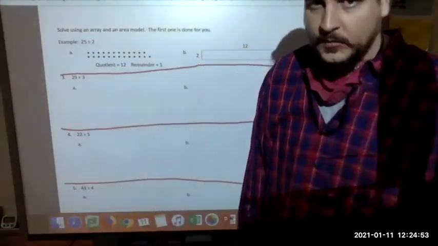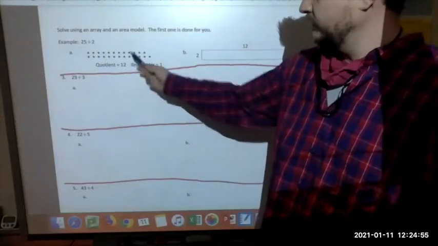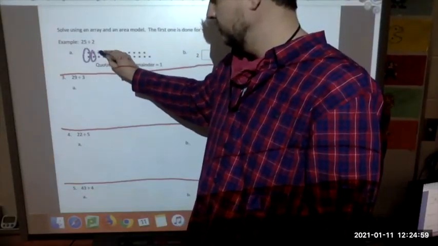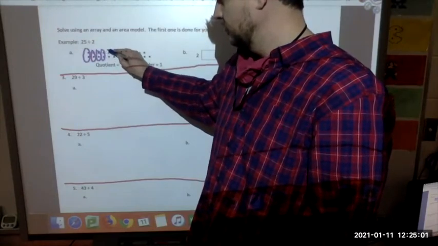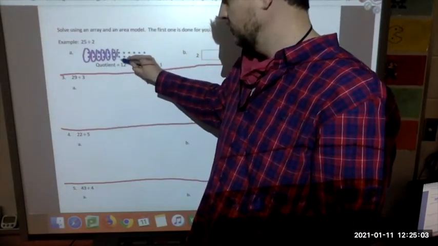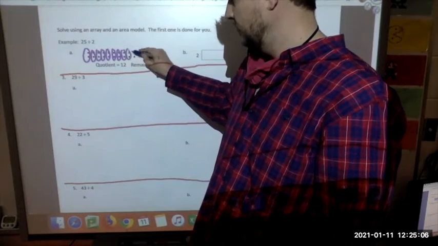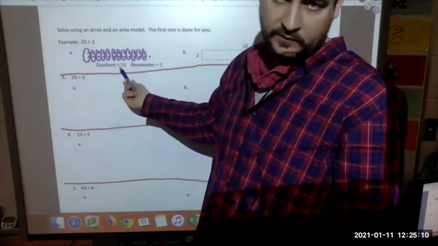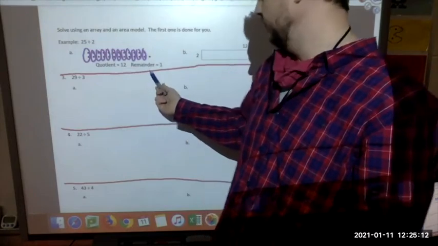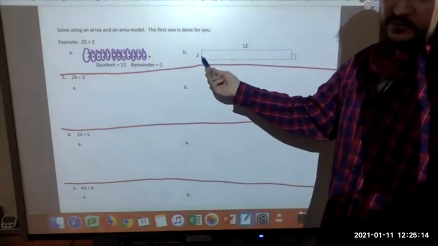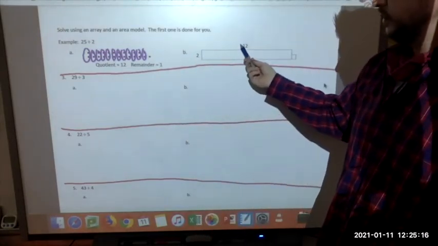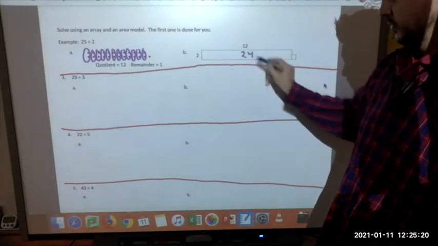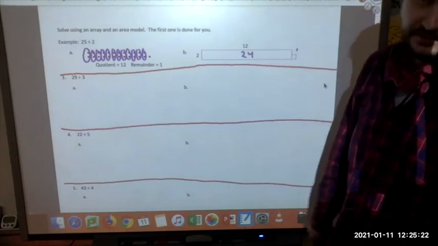So if I have 25 and I circle my groups of 2, I discover I have 12 groups with 1 left over. So my rectangle would be a 2 by 12. 2 times 12 is 24, with 1 unit left over.